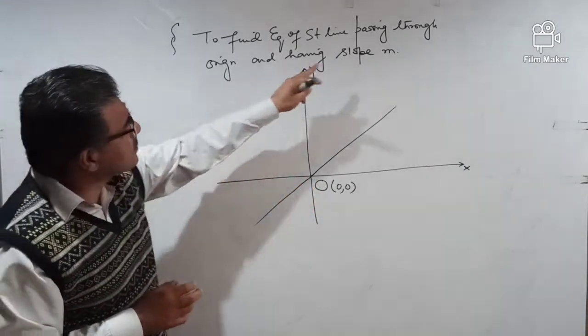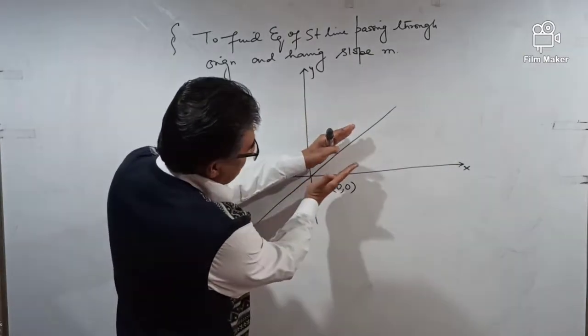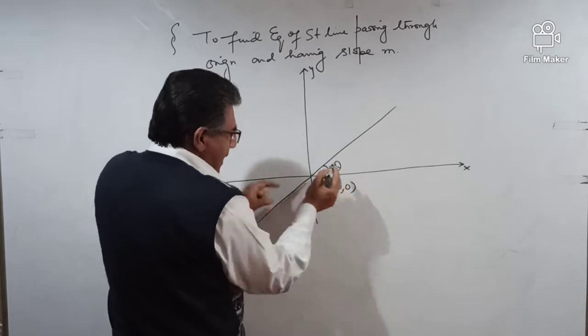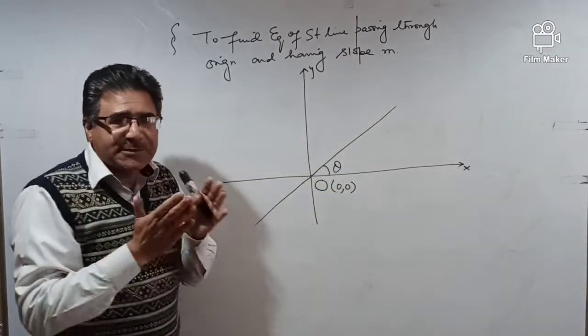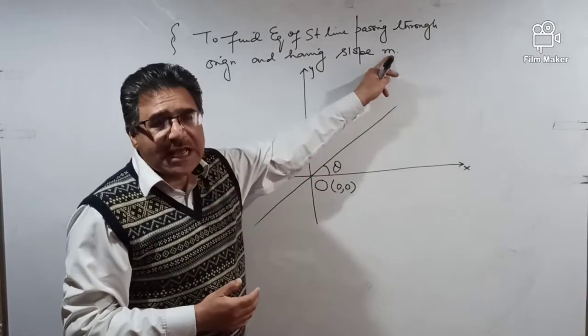Right? And having slope m, और जो line है उसकी slope m है. Now you know slope is tangent of the angle this. अगर ये angle theta है, tangent of this angle, tangent of theta is denoted by m. यानी इसकी steepness जो है, steepness जो हमने measure की इसकी, that is its measure is m.